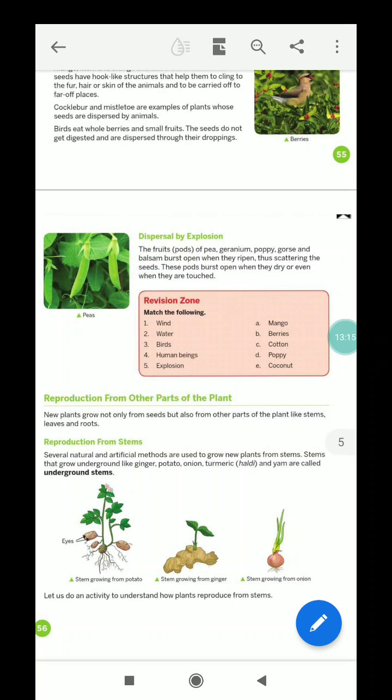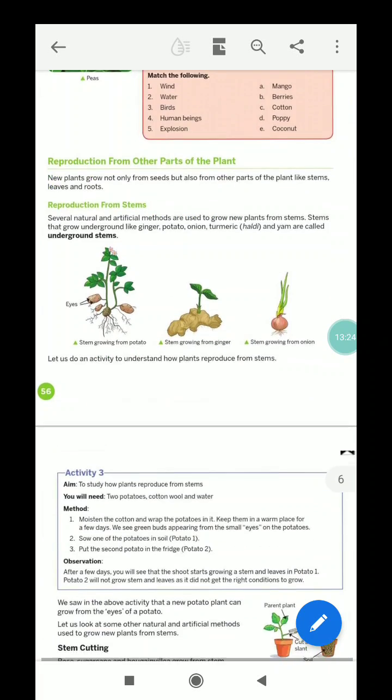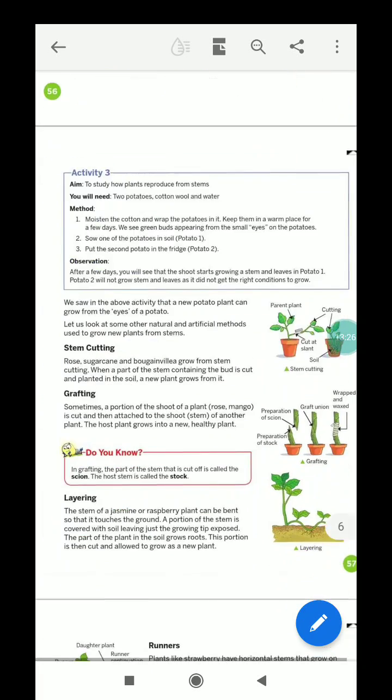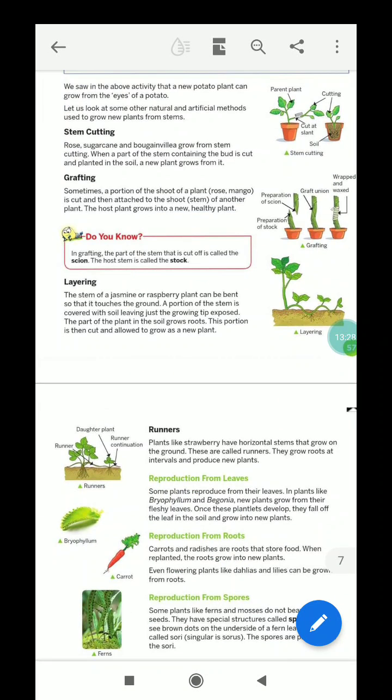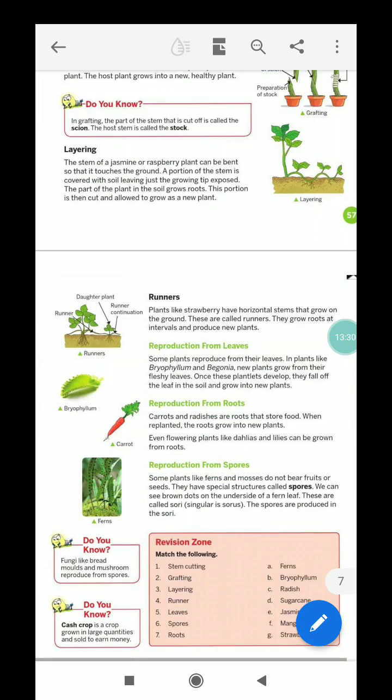Next day we will start reproduction from the other parts of the plant. There we will read about reproduction from stem, reproduction from leaves, reproduction from roots, and spores.